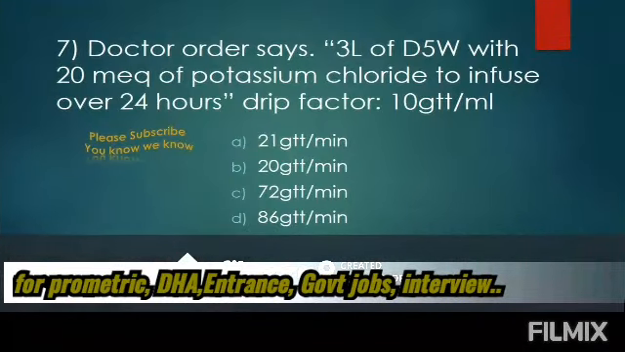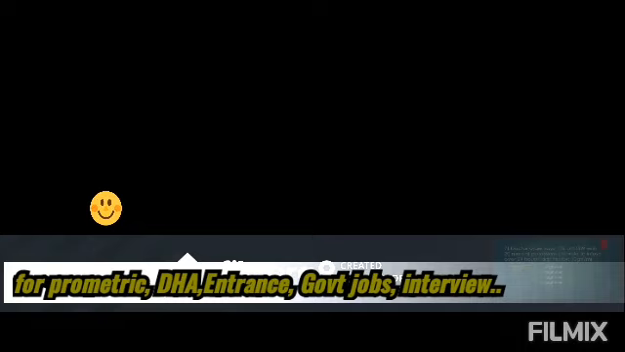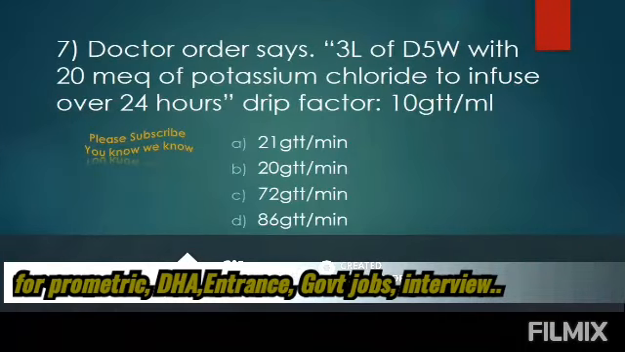Here is the 7th question of today's video. Doctor order says 3 liters of D5W with 20 milliequivalents of potassium chloride to be infused over 24 hours. The drop factor is 10 GTT per ml. So here 3 liters in the sense 3000 ml. 1 liter is equal to 1000 ml. So don't focus on D5W, don't focus on 20 milliequivalents, because 20 milliequivalents will be added in 3000 ml of D5W. So focus on 3 liters, focus on 24 hours, focus on 10 GTT.